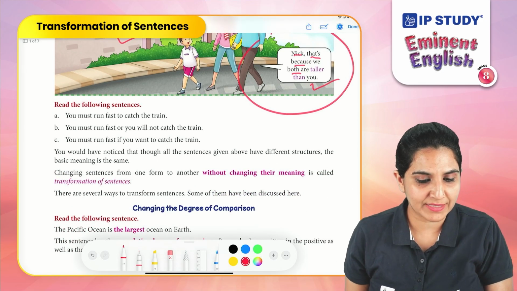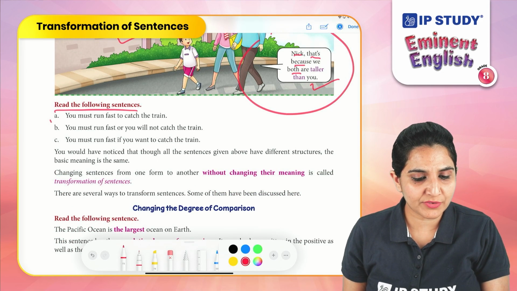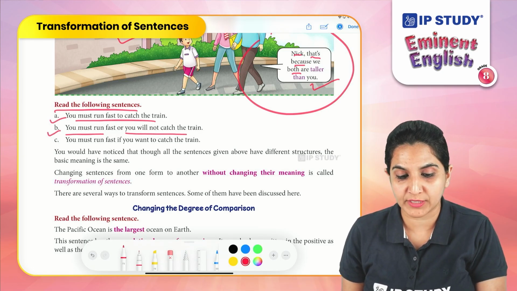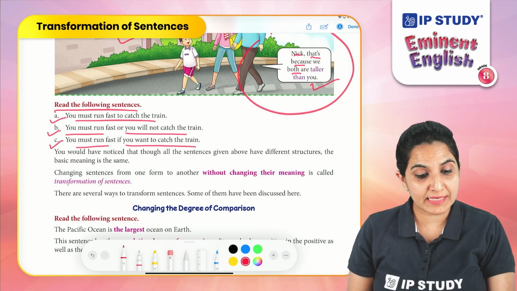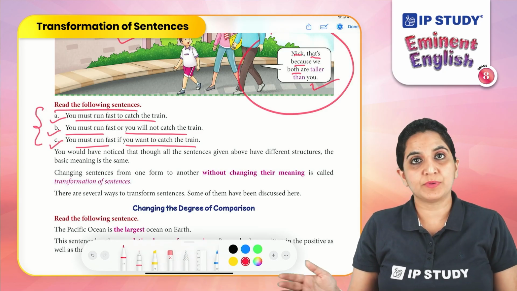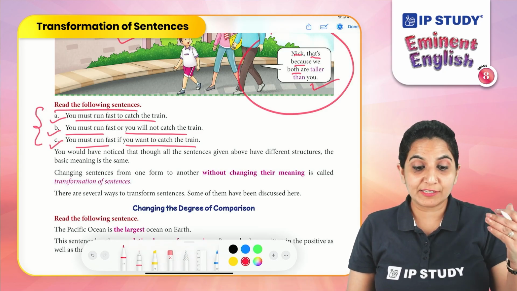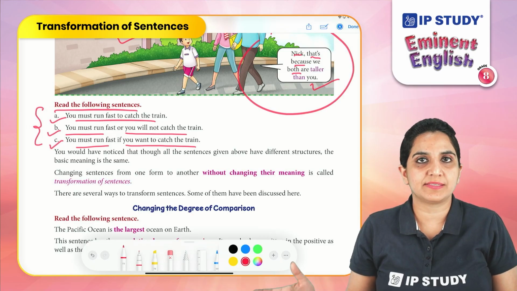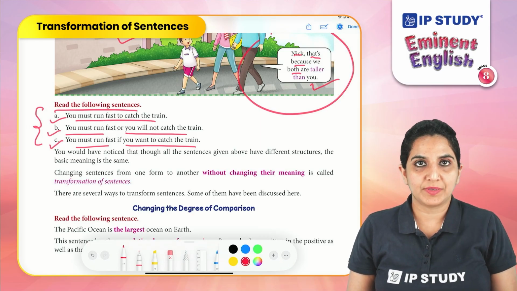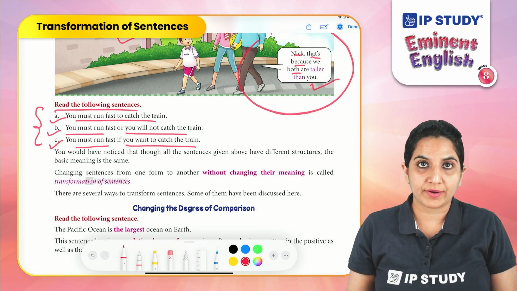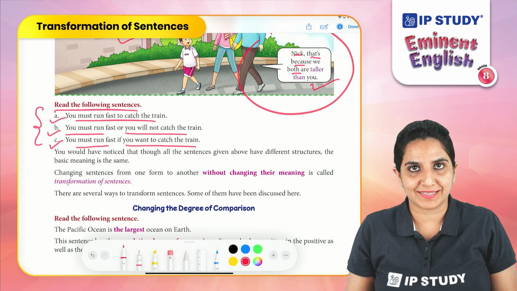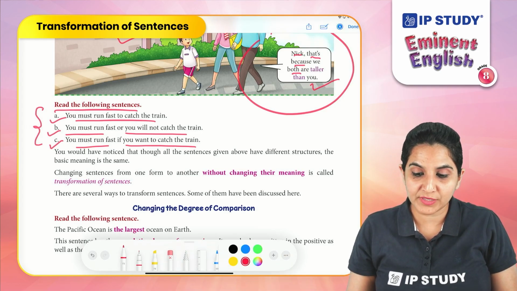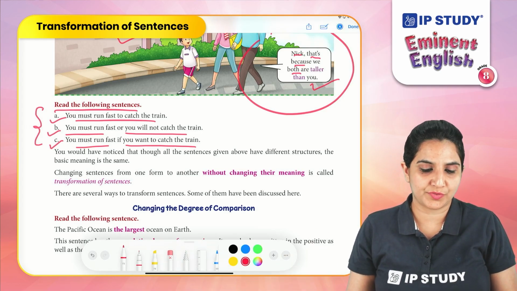Let us read the following sentences. You must run fast to catch the train. You must run fast or you will not catch the train. You must run fast if you want to catch the train. Now in these three sentences, the idea is same. But different ways we've used to express the sentence: by using to-infinitive, by using or, by making it into a compound sentence, by making it into a complex sentence. So this is how we can transform different sentences by using different structures.